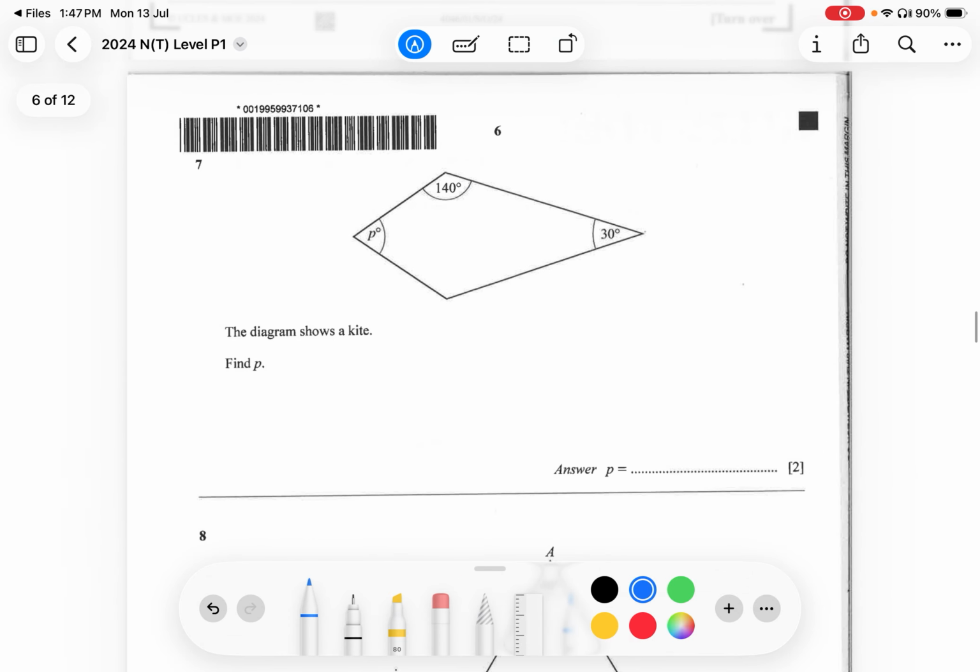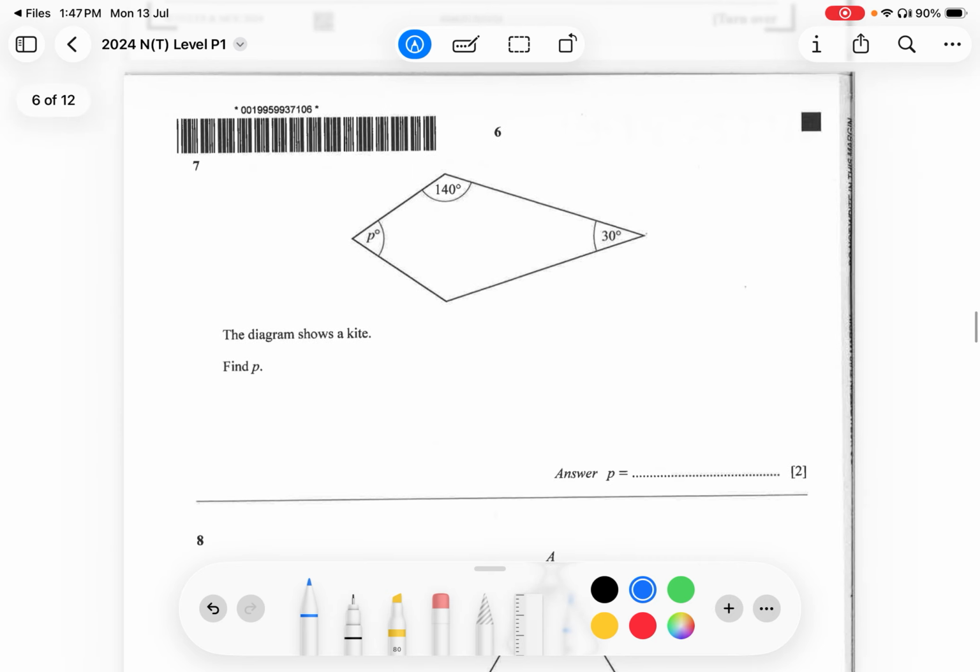Okay, the next one. It is a kite. Find angle P. So how is this a kite? A kite is like this. I cut it equally into half, right? I can flip over, and these two shapes are the same. These two lines are the same, and these two lines are also the same. So naturally, this angle here is also 140 degrees. This angle here is 15.